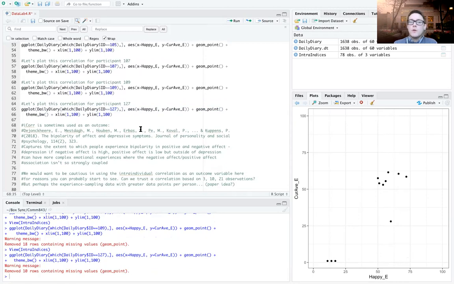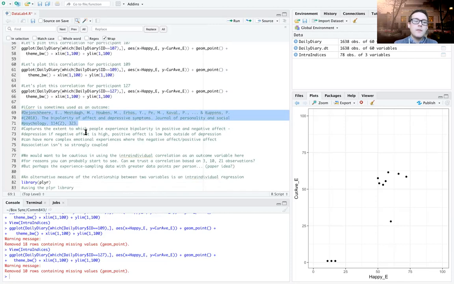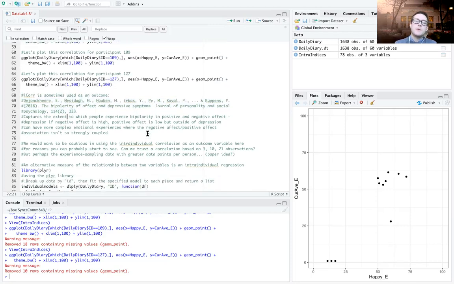So this intra-individual correlation is sometimes used as an outcome to tell us something about how 2 variables are moving with one another across time. One example I put here, just in case you're curious, you can go and read that. They capture the intra-individual correlation between positive affect and negative affect. So those are their 2 variables. And this intra-individual correlation captures the extent to which people experience bipolarity in positive and negative affect. So that's the kind of emotion dynamic construct that they're going after.